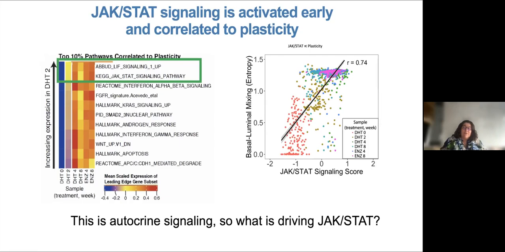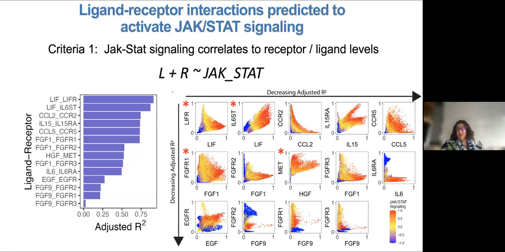But this is an organoid. We're talking about JAK-STAT and interferon and all this good stuff, but there's no immune system here. It's all autocrine. So what's going on? Well, actually, the fact that it's all autocrine makes life a little bit easier in a way, because you don't have to figure out which cell is talking with which cell.